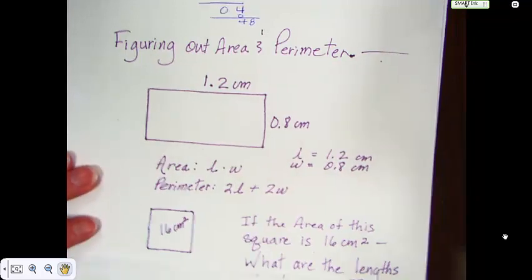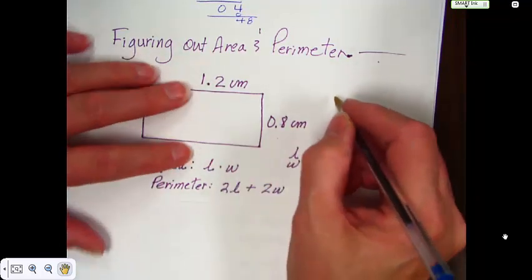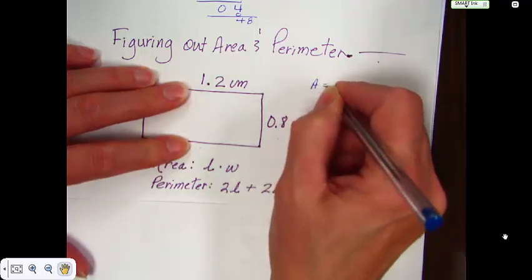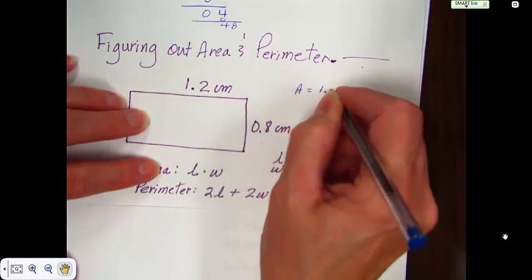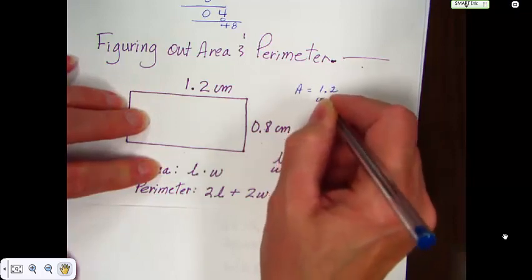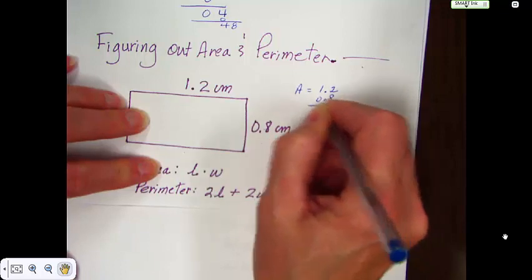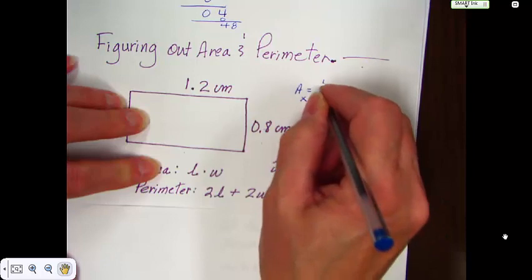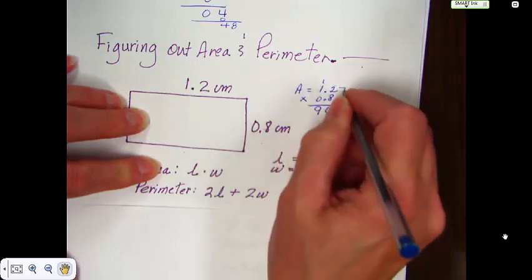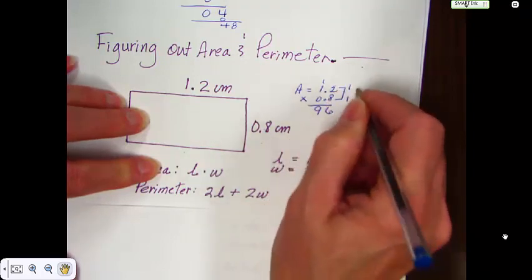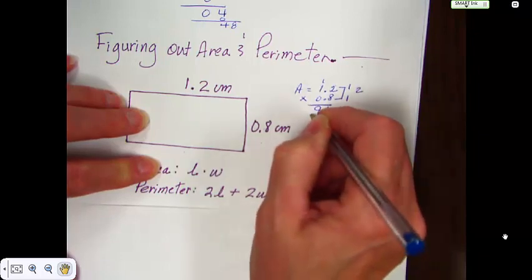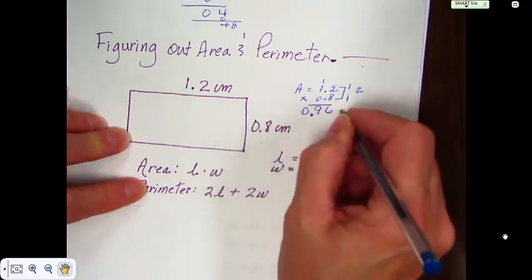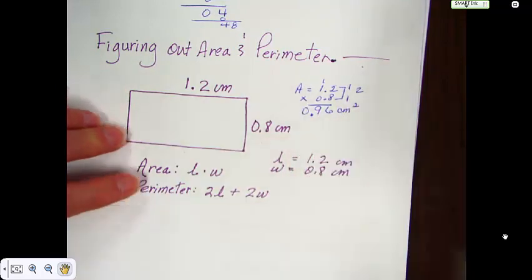So if you were going to find the area of this rectangle, let's just go with area equals 1.2 times 0.8. Okay, 8 times 2 is 16. 8 times 1 is 8 plus 1 is 9. You've got a decimal place there and a decimal place there. That gives you 2. So the area of this rectangle is 0.96 centimeters squared.